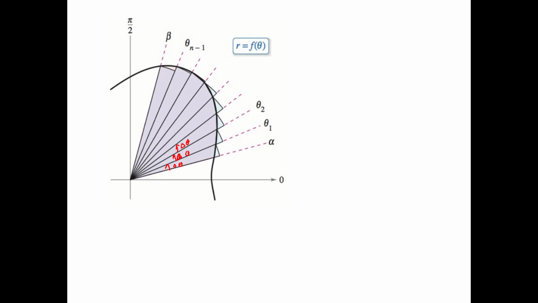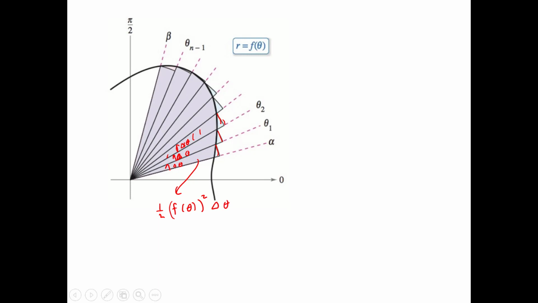Now, during each one of these intervals, the r value will not be the same, and that's what makes it different. But to get a good approximation, we can assume that our r value is the right endpoint right here, and then we have this wedge, and this wedge, and this wedge, and so on. The area of each little wedge is given by the formula 1/2 r squared, which, since r is f of theta, is 1/2 f of theta squared times delta theta.